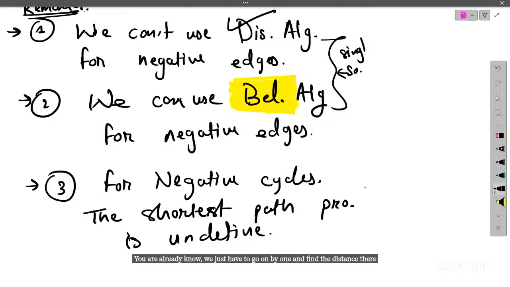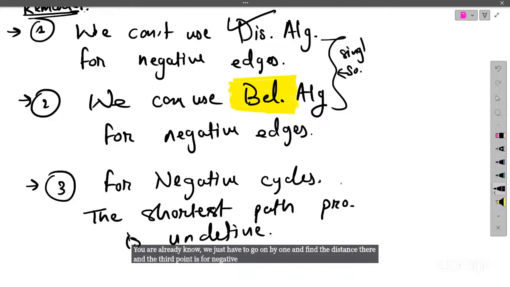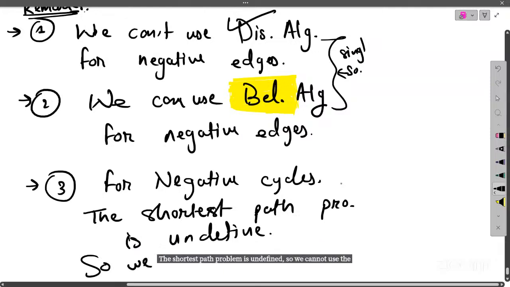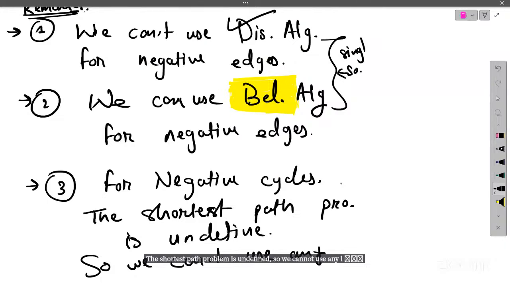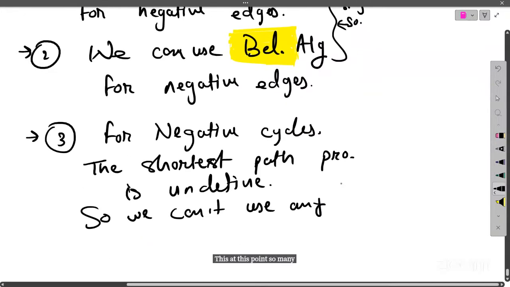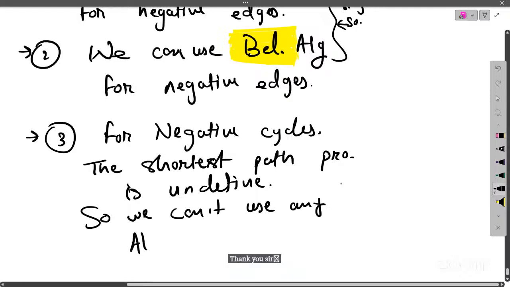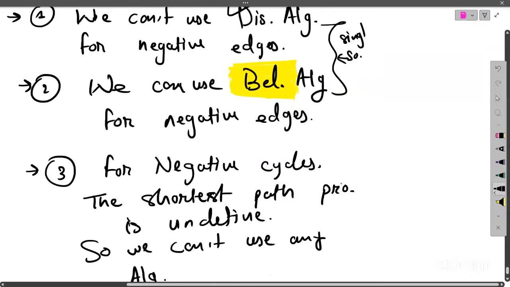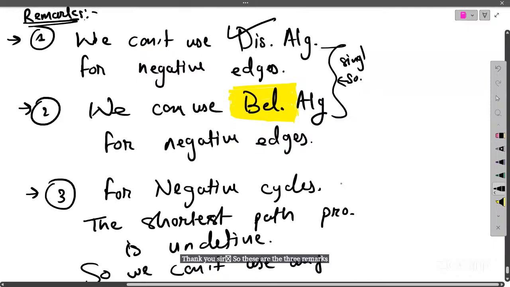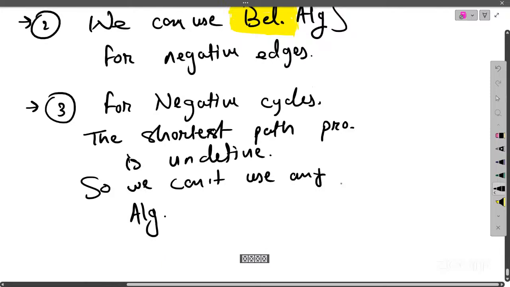And the third point is, for a negative cycle, the shortest path problem is undefined. So we cannot use any algorithm. At this point, many people get confused that if there is a negative cycle, then you cannot use any algorithm. Yes, you cannot use any algorithm, and the reason is that the problem is undefined. So these are the 3 remarks. Ma'am, can you explain the negative cycle part? It's confusing.